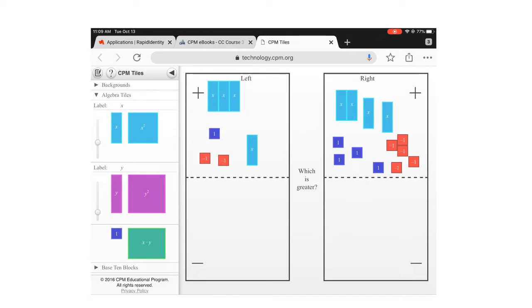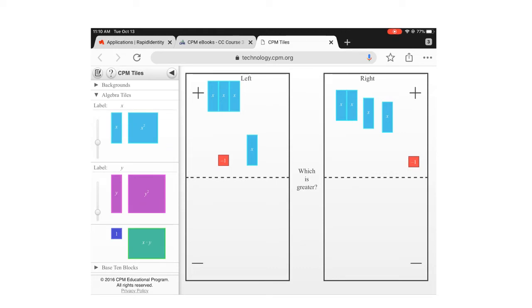Now that everything is in the positive region, I'm going to get rid of 0 pairs. I've got a 0 pair there, so those can go. I've got a 0 pair there, so those two can go. There's another 0 pair. Another 0 pair. And another 0 pair. So all of my 0 pairs are gone.